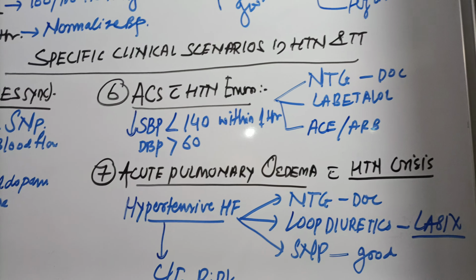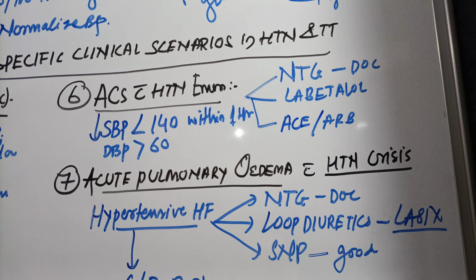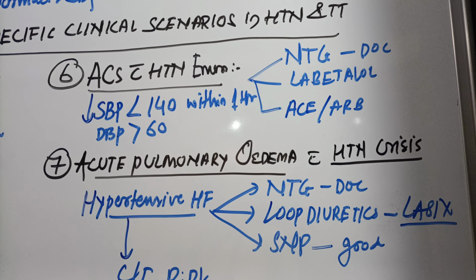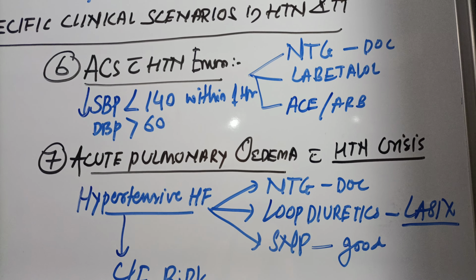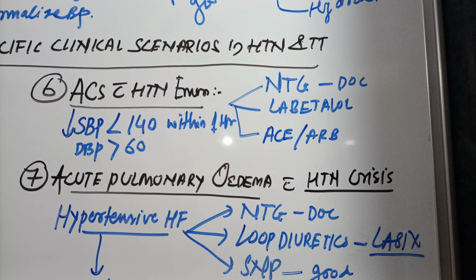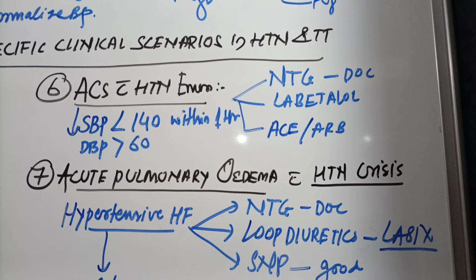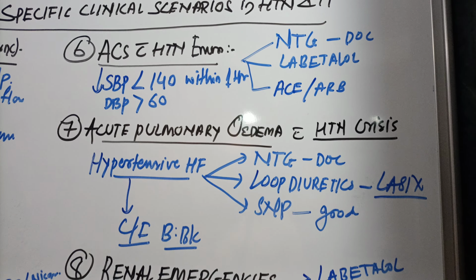Acute coronary syndrome with hypertension: the blood pressure should be reduced. Systolic blood pressure should be reduced to less than 140 millimeters of mercury within the first hour, and diastolic blood pressure should be more than 60. Most commonly used drug is nitroglycerin. We use nitroglycerin infusions, labetalol, ACE inhibitors, or angiotensin receptor blockers.